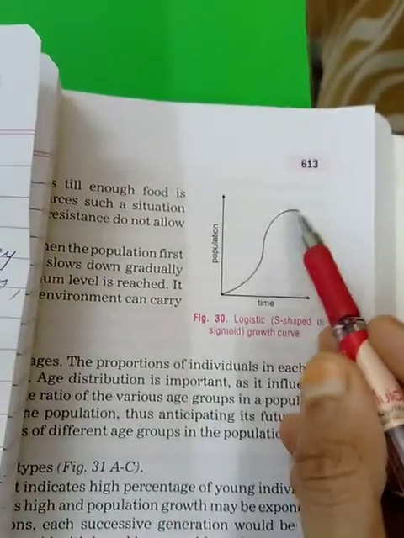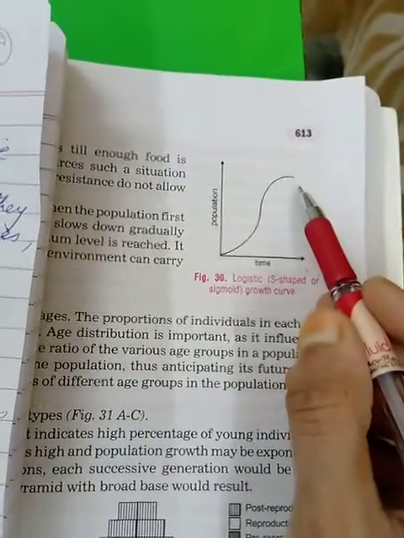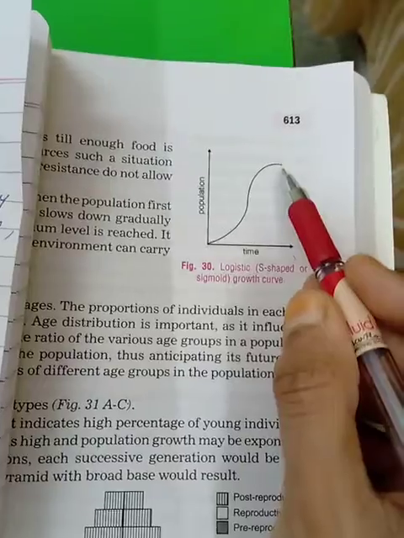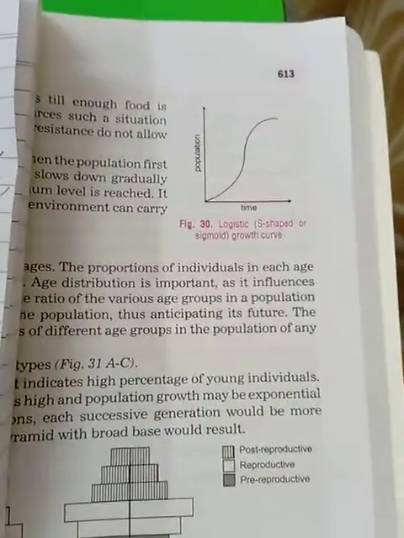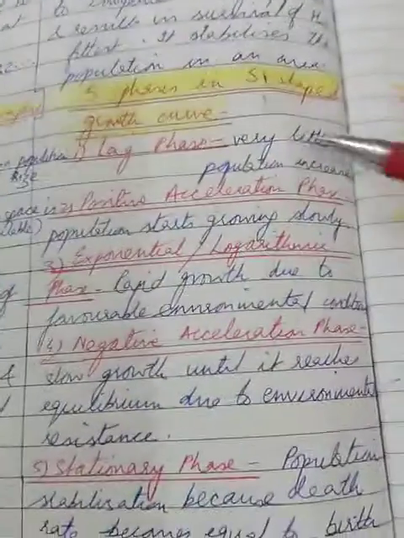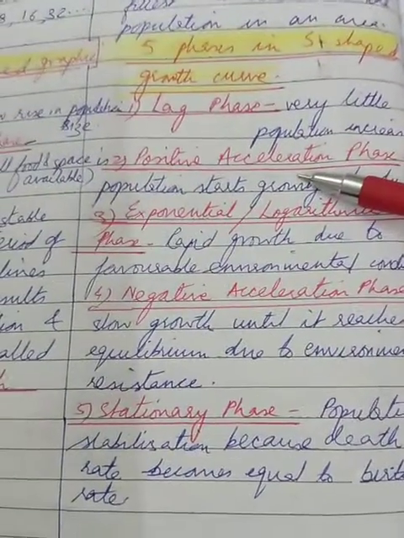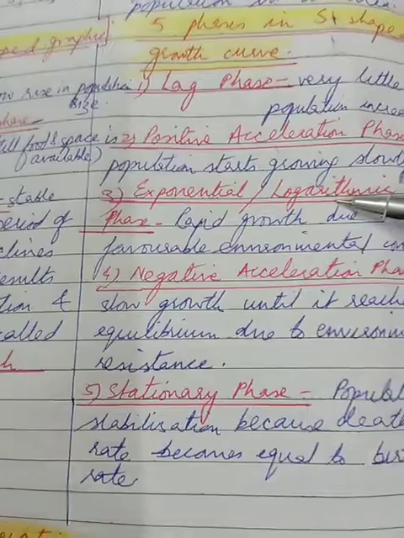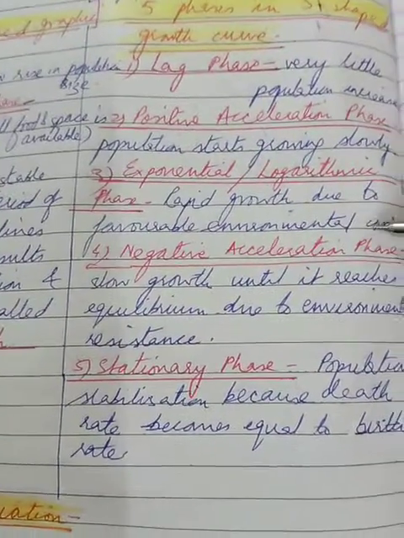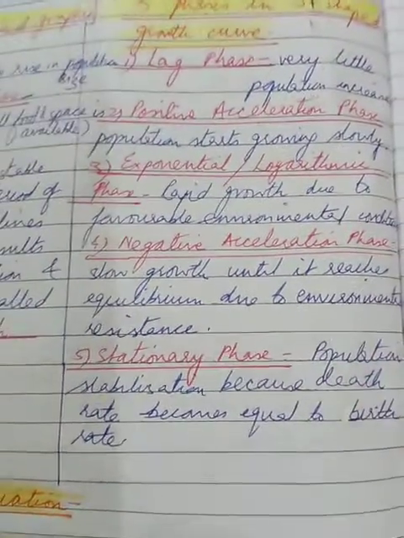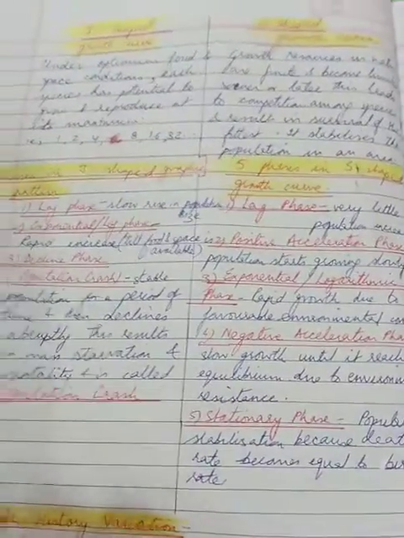And finally, stationary phase because population stabilizes as death rate becomes equal to birth rate. So here there are 5 phases, children. Lag phase, positive acceleration phase, exponential or the logarithmic phase, negative acceleration phase, and stationary phase. You'll have to restrict only to this, children, nothing extra, right? Very rarely you are given numericals, but yes, for short notes you can be asked.